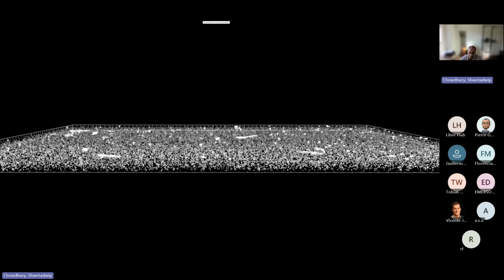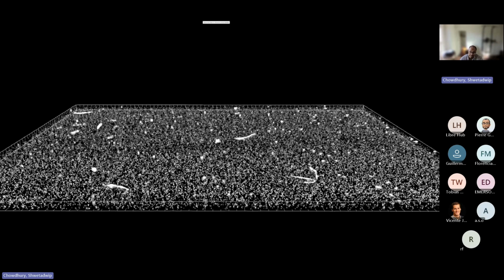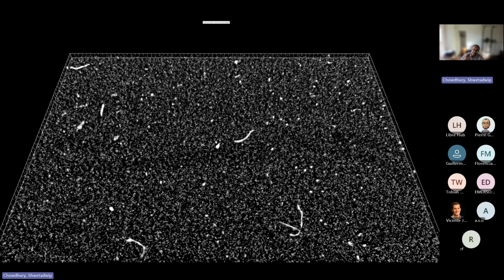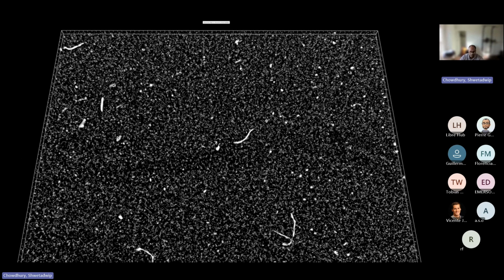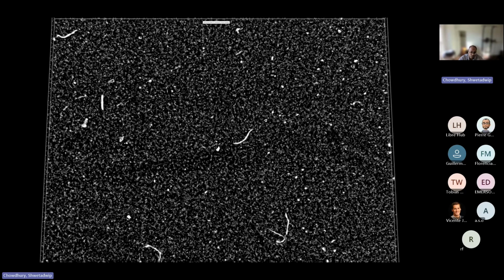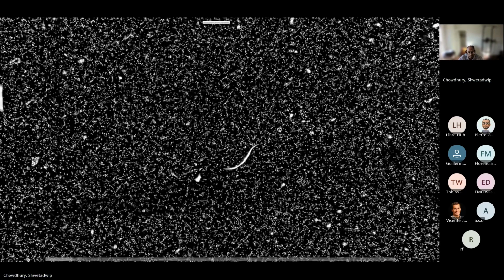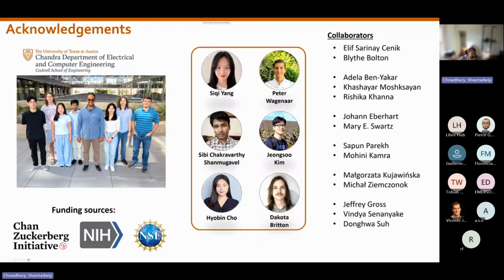This is preliminary data for now, but we're trying to see if we can apply this method for thick tissue sections across large fields of view. So we think that this would be a really cool approach for many applications in pathology. So with that, let me conclude my talk.